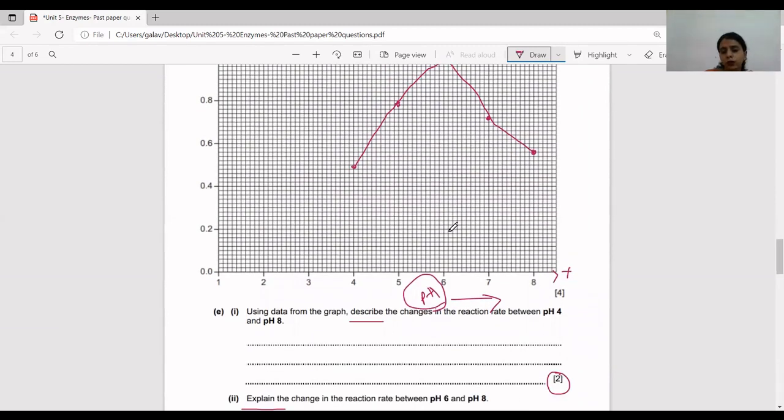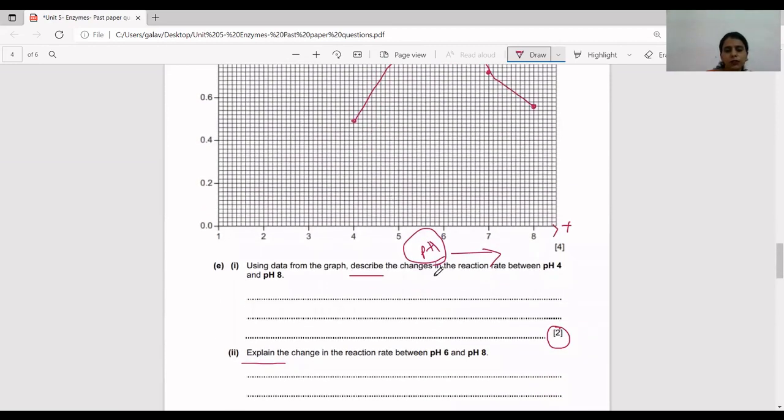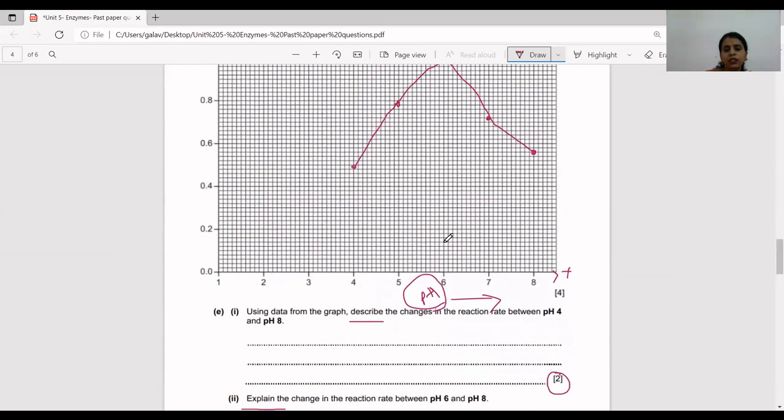If you want to actually include quoted data from the graph, you can write down at pH 6 the rate of reaction was maximum, and how much was it? It was 1. So at pH 6 the rate of reaction was 1 centimeter cube per minute. Remember that whenever you're using quoted data from the graph or table, you must write down the unit. So at pH 6 the rate of reaction was the highest, and it was 1 centimeter cube per minute.